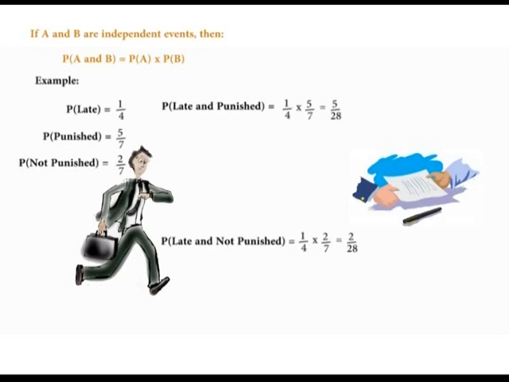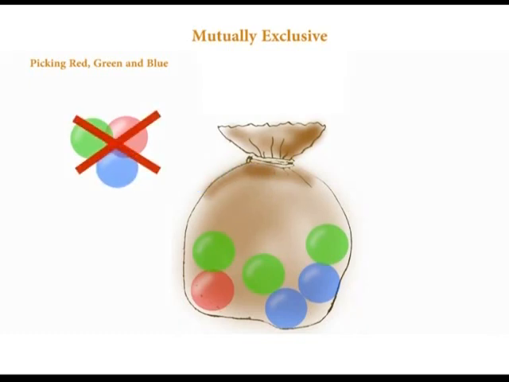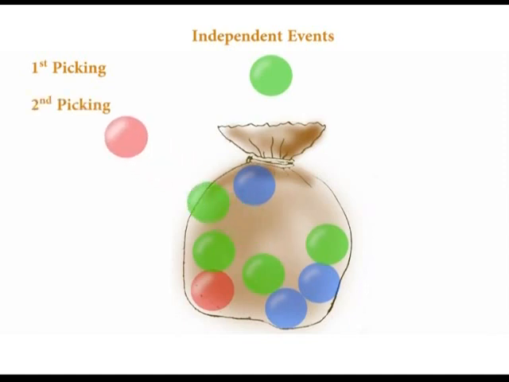Back to the balls in the bag again. If we are only picking one ball, then picking a red, a green, and a blue are mutually exclusive events. They cannot occur at the same time. But if we are picking more than one ball in succession, then the second picking is independent of the first picking. Suppose you picked a green ball in the first picking. That does not in any way affect the second picking. You can still pick any other ball from the basket, like a red or even another green.